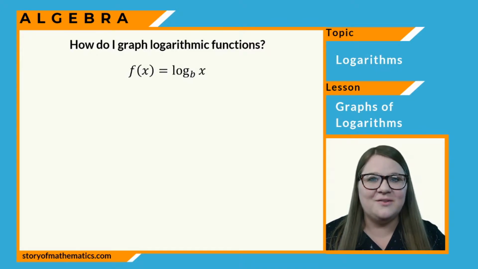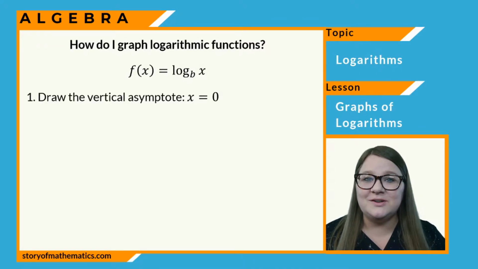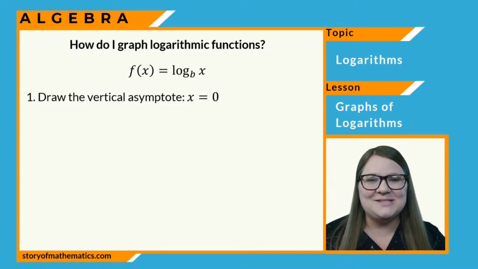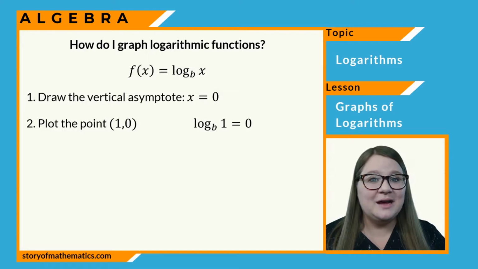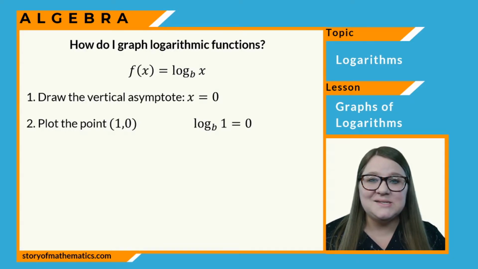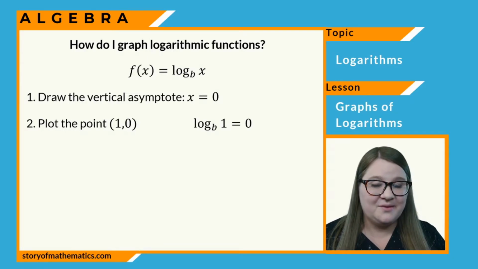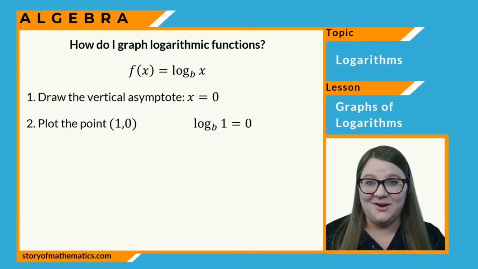So the first part of graphing these is to first draw a vertical asymptote at x equals 0, because you can't touch x equals 0 and you can't go to the left of it. The next thing you're going to do is plot the point (1, 0). This is going to be the point no matter what type of logarithm you have, because log base b of 1 will always equal 0.